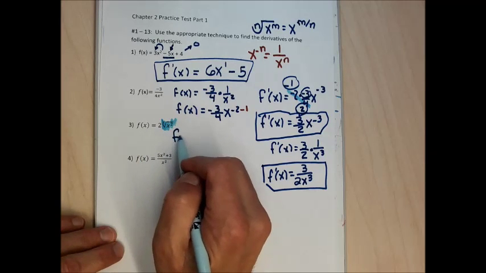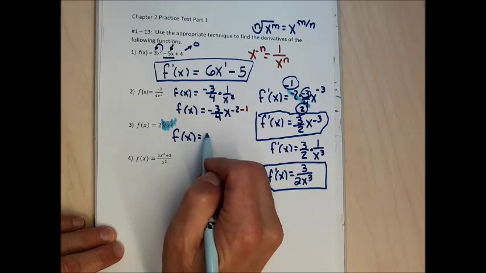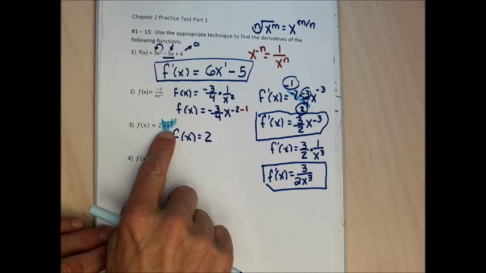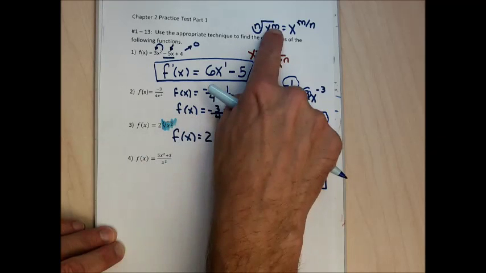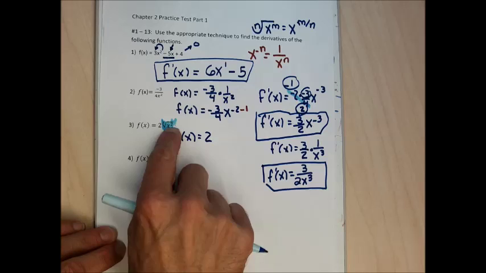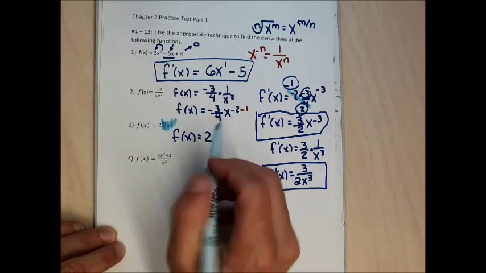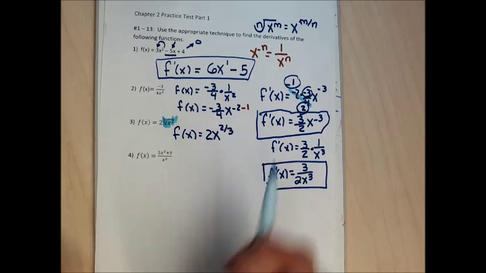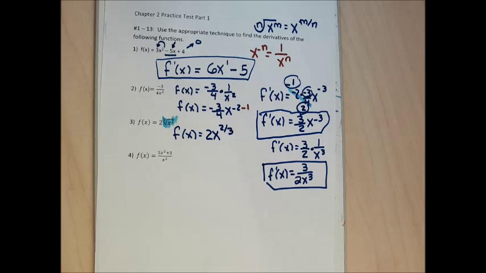I'm going to write it as f of x equals, the coefficient of 2 is going to stay there, but now the radical is going to turn into a fraction exponent. The exponent under the radical becomes the numerator. The index becomes the denominator. So when I get rid of the radical, I'm going to get 2x to the 2/3 power.